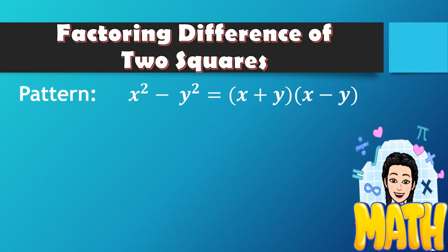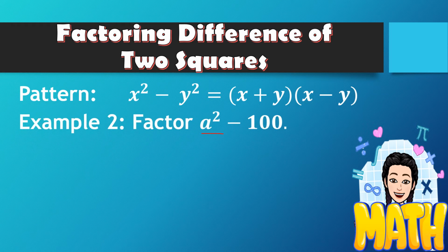Next example, factor a squared minus 100. Ano ba ang square root ng a squared? Very good! Ang square root ng a squared ay a. I-divide nyo lang ang exponent na 2 sa 2. Next, ano ang square root ng 100? Great! Ang square root ng 100 ay 10. Then, pagkakuha natin ng square root, gagawin lang natin siyang a plus 10 times a minus 10.